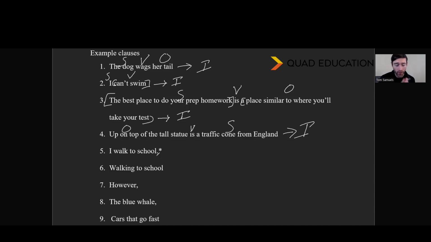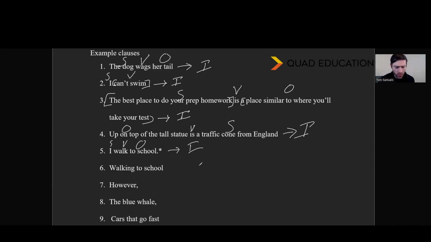Okay, looking at 5 with our asterisk here, I'm going to go ahead and come back to adding the word at the beginning and just go through this same process for all of these first. I walk to school, pretty similar to the dog wagged her tail, I being the subject, walk being the verb, and to school being the object for a nice independent clause.